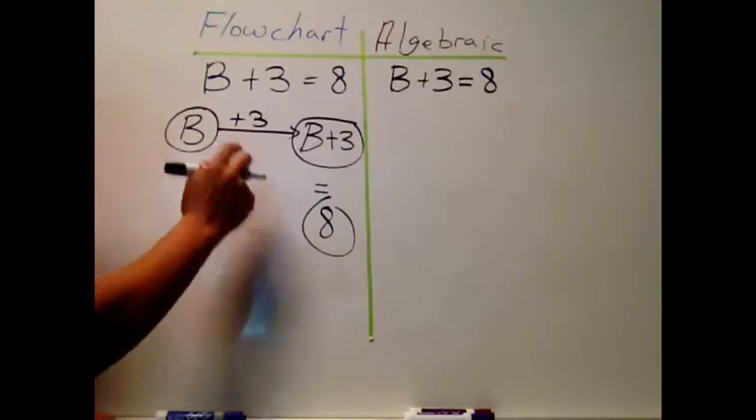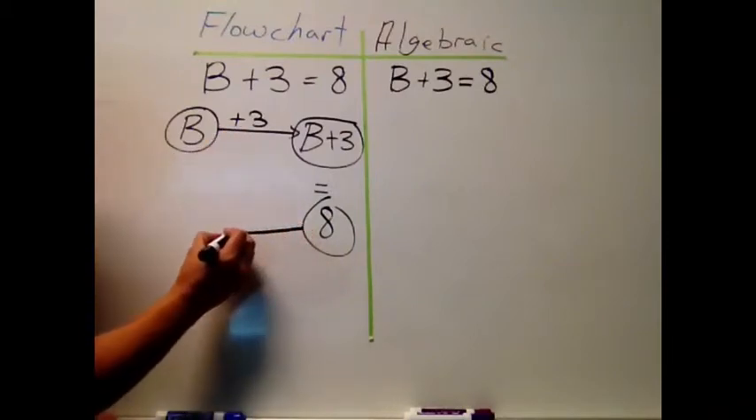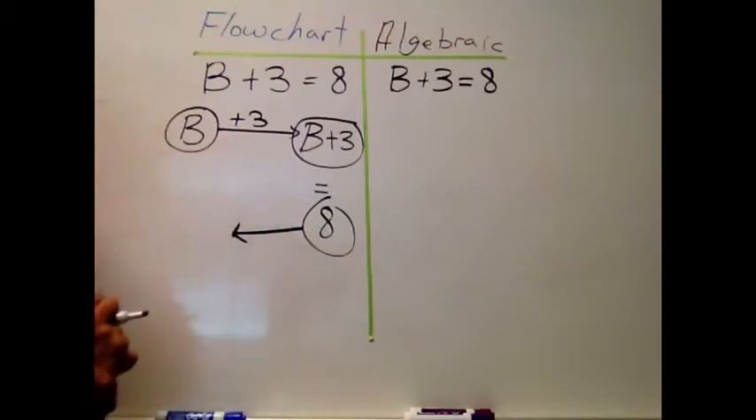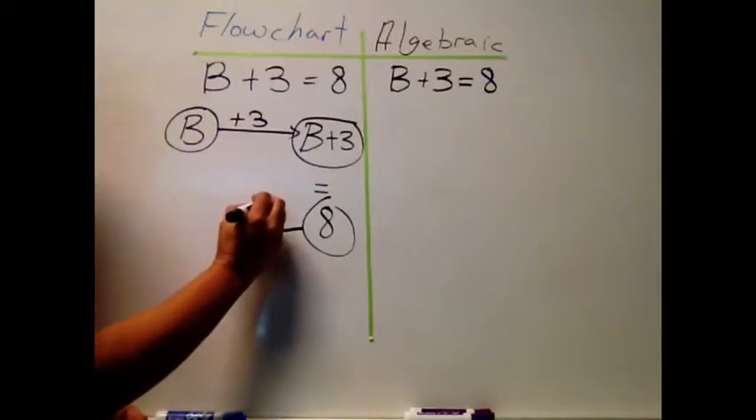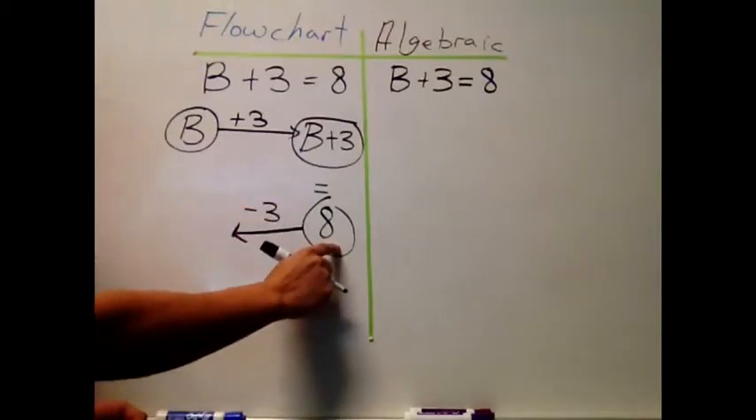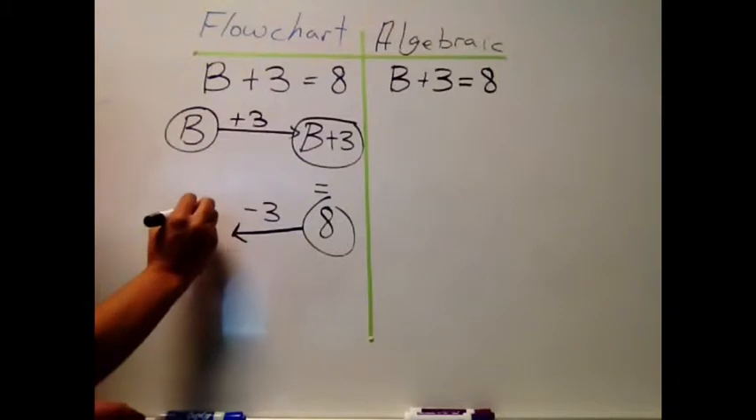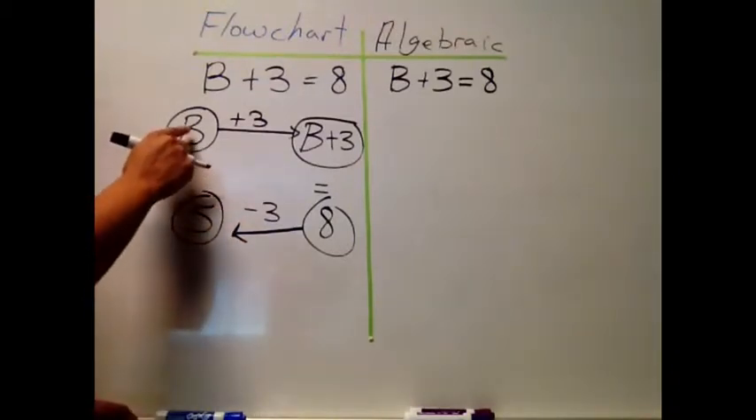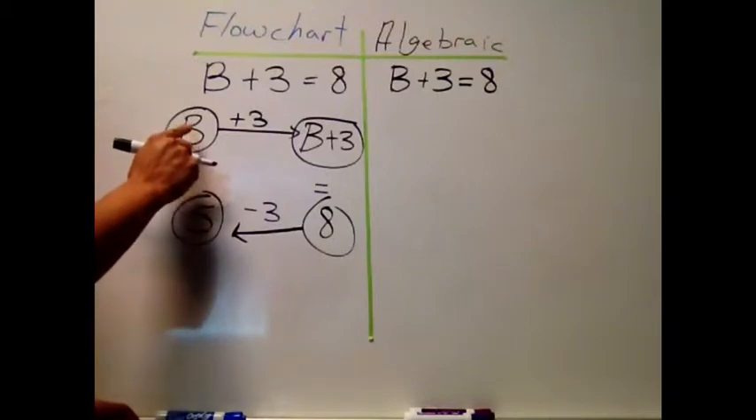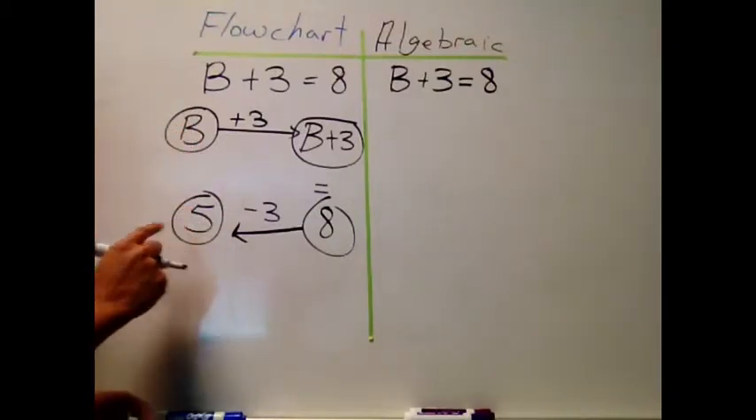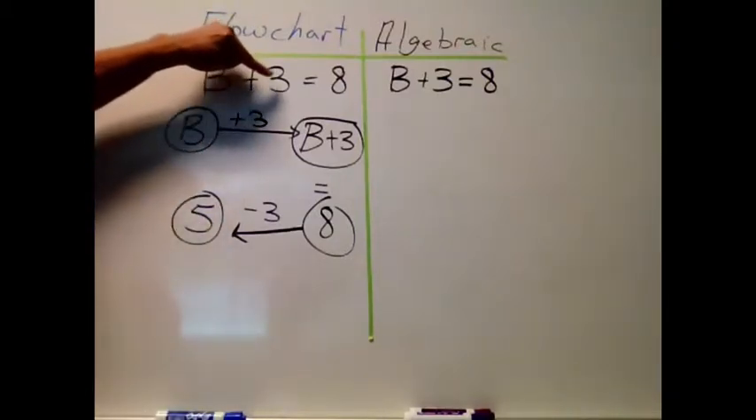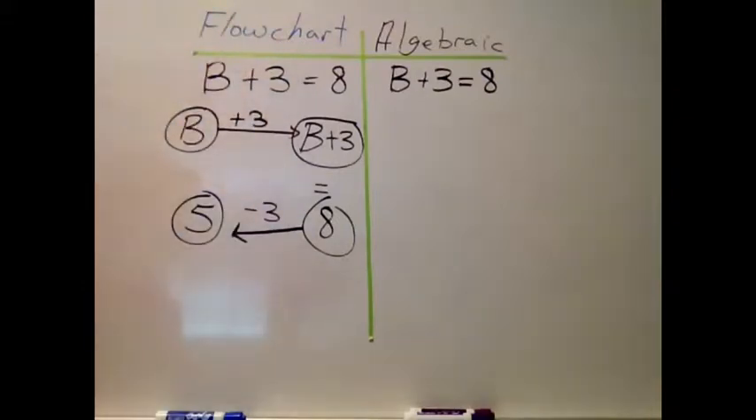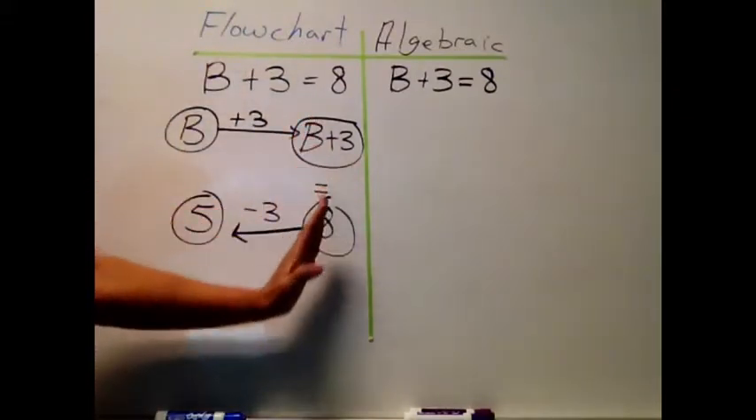All right. Let's go ahead and do the opposite of what is here. The opposite of adding 3 is subtracting 3. 8 minus 3 is 5. And 5 is our answer. These two are the same. B is the same as 5, because we know that 5 plus 3 is 8, right? Okay, so these are the same, and these are the same.